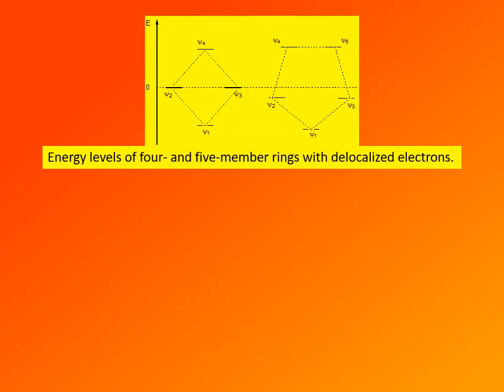Here, as an extension of the previous discussion, we have shown how to determine energy levels of 4- and 5-membered rings with delocalized electrons. For a 4-membered ring, you draw a square with one corner pointing down, and each corner represents one molecular pi orbital. For a 5-membered ring, you draw a pentagon with a corner pointing down, and again, each corner represents the energy level of one of the molecular orbitals.